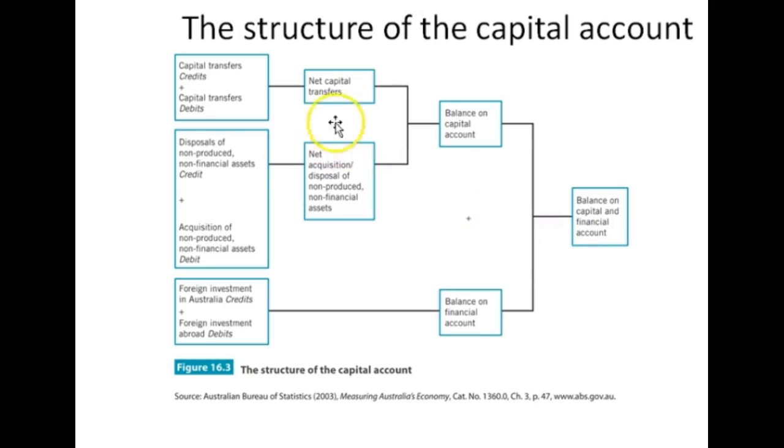So just before, you can see that net capital transfer plus the net acquisition of disposal of non-produced, non-financial asset, these two give the balance in the current capital account. And the foreign investment in Australia is the credit, and foreign investment abroad is the debit, which gives us the balance in the financial account. And this balance on capital account plus the financial account will give us the balance on capital and financial account.